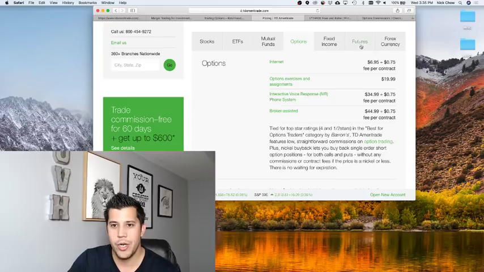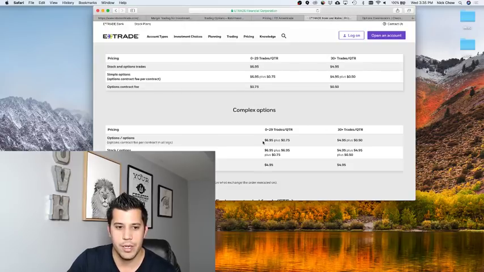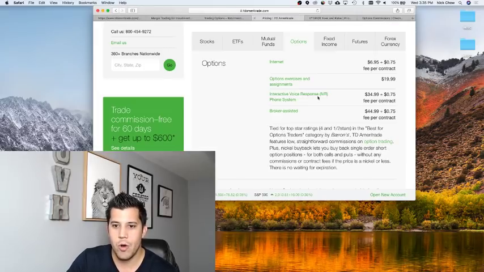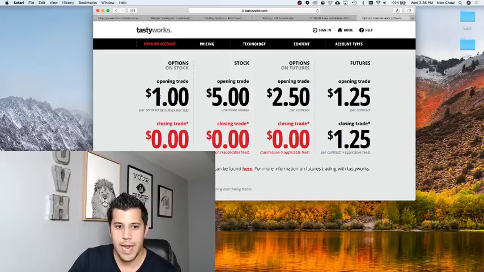On TD Ameritrade the pricing is the same on E-Trade as well, $6.95, unless you do 30 or more trades per quarter. You can get these lowered, but you have to have some kind of leverage. I got my TD Ameritrade account lowered based on the volume I did, and also I told them I was going to leave for Tastyworks. It's $1, so they matched that.